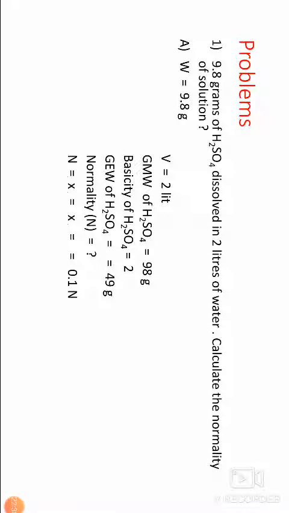Okay, in this topic the questions asked are: define mole, molarity, normality, and write the molecular weights of different compounds, and write the gram equivalent weights of different compounds. The problems asked are calculations of mole, molarity and normality.